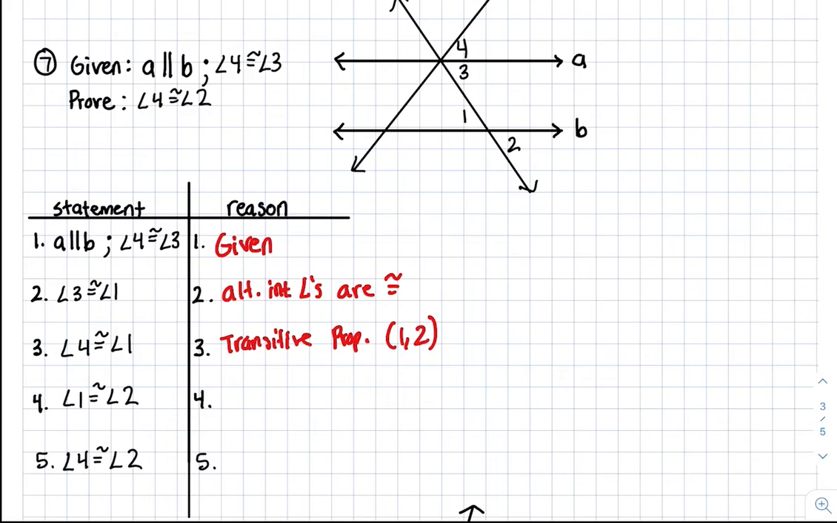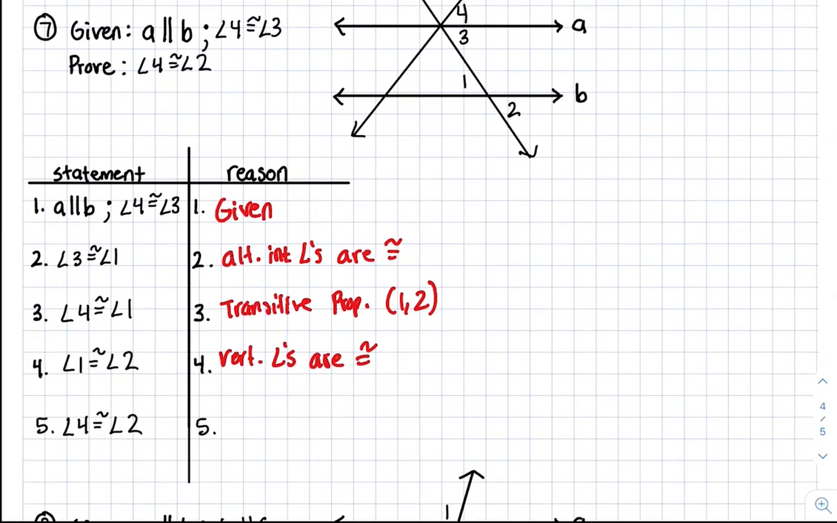Okay, the next line it says angle 1 is congruent to angle 2. Why? Well, look at those angle relationships, right? Angle 1 and angle 2, those are vertical angles. And you know, vertical angles are congruent. And now lastly, angle 4 is congruent to angle 2 because of the transitive property, right? If you look at 3, since angle 4 is congruent to angle 1 and angle 1 is congruent to angle 2, then that means angle 4 is congruent to angle 2, and we're using lines 3 and 4.